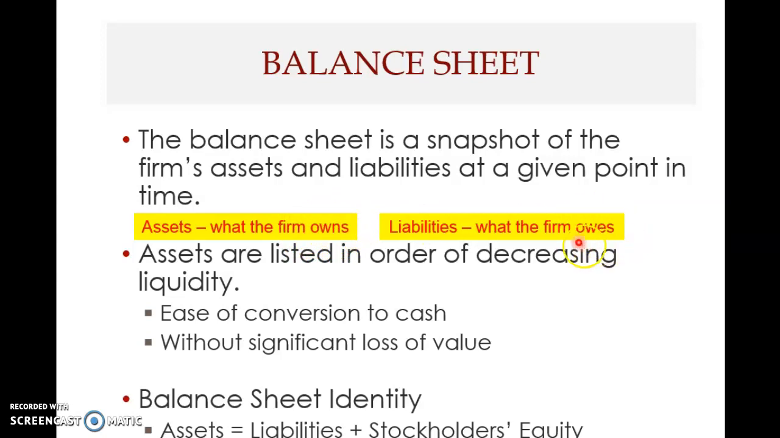This is what the company owes, what the firm owes. That means it has to pay. It's an obligation. This is what the firm needs to pay. Why does it need to pay? Because these liabilities are funds that the firm obtains in order to purchase these assets. Therefore, these are liabilities or obligations that the firm needs to repay. That is why it's called liabilities.